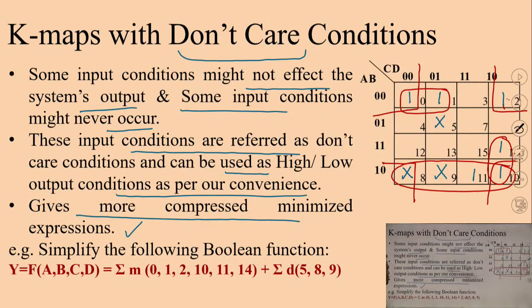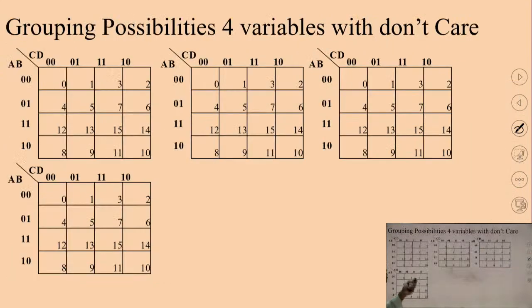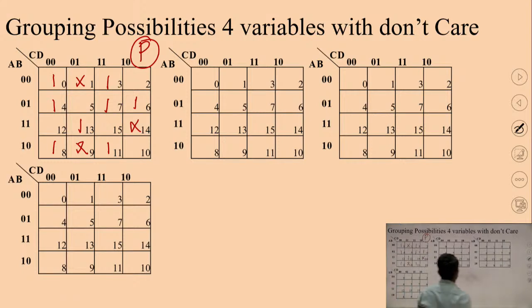Then proceeding further, grouping possibilities for 4 variables with don't care. Again, the first question I am leaving for you. In the meantime, you can solve this. Okay, so you can send your answers for this first one. I am again marking this as a practice question. You can send your replies in the chat box, and I am proceeding towards the next question.